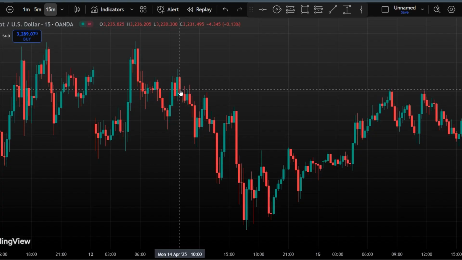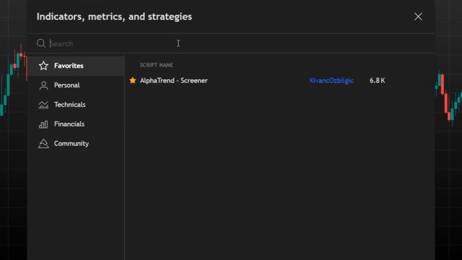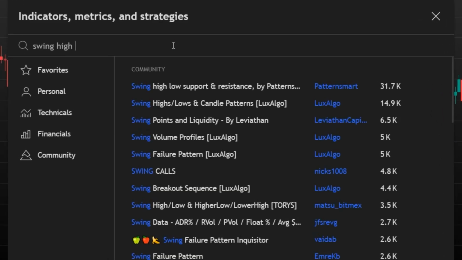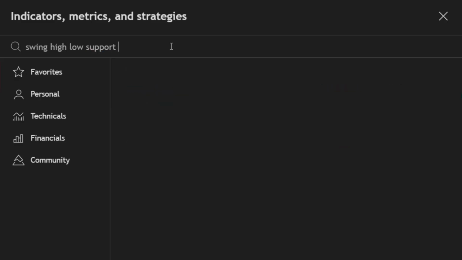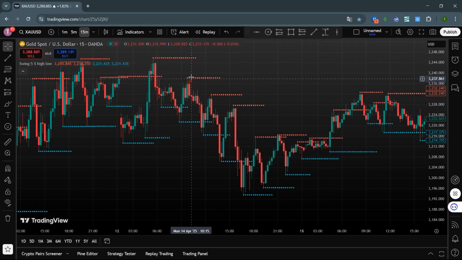On TradingView, click on the Indicators button. In the search bar, type Swing High Low Support and Resistance. Click the result to add it to your chart. You should now see dotted lines, red for swing highs or resistance lines, and green for swing lows or support lines. Now let's fine-tune the settings.